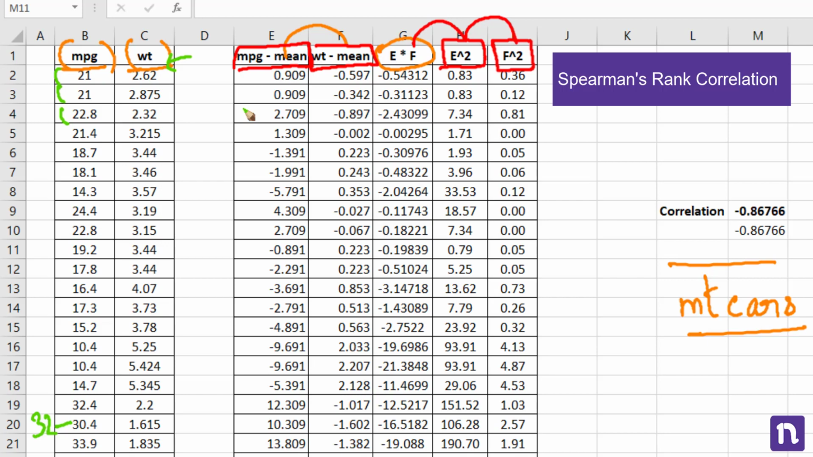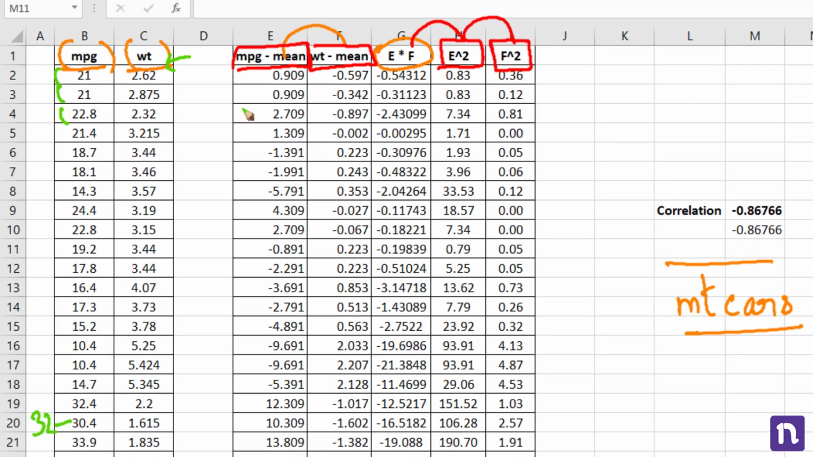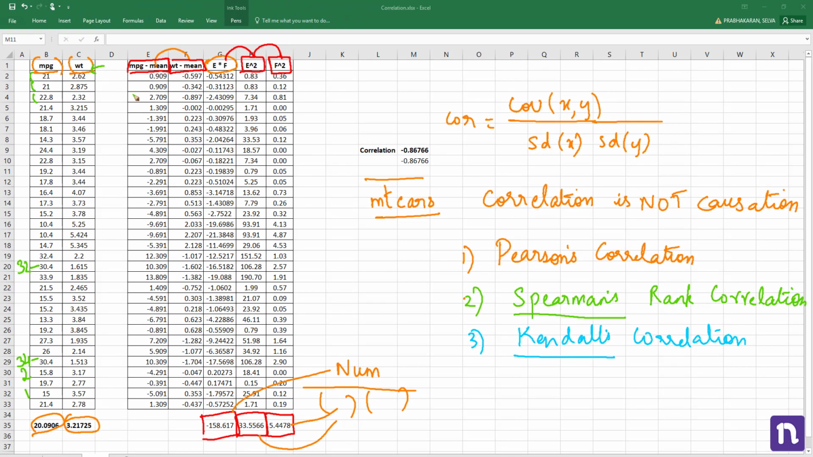So now you know what correlation is, the different types of correlation, the intuition behind it, the formula, the computation, and when not to use it and how to interpret it. We have seen all of these things in this video.